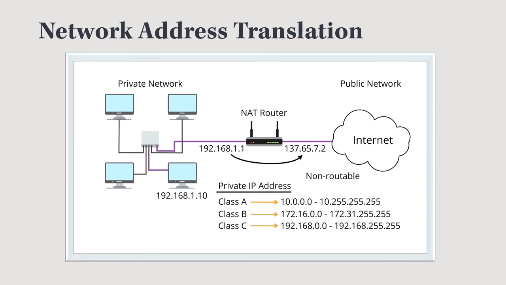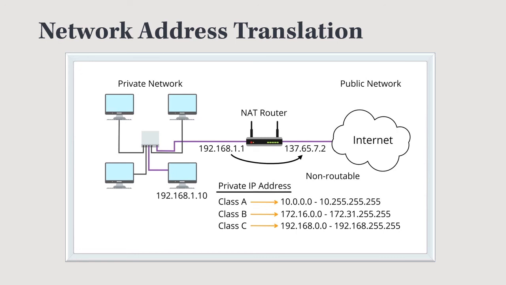If we look over on the right-hand side of the NAT router, we see 137.65.7.2. So this is actually the public IP address for our network. This would have been assigned by our internet service provider, or ISP. And so what the NAT router is going to do is sit in between our private network and the public network.